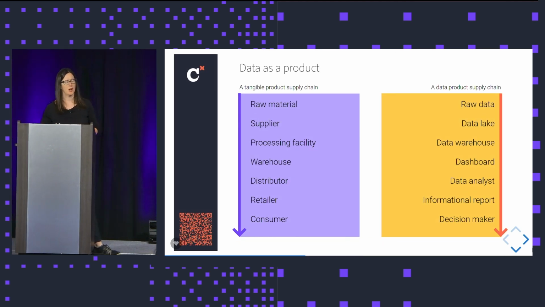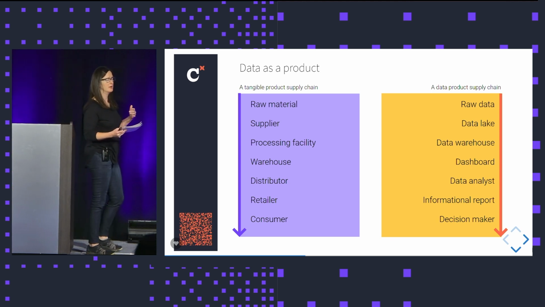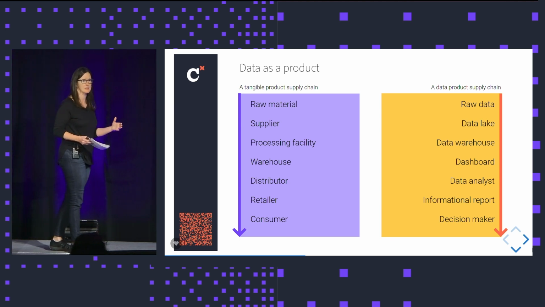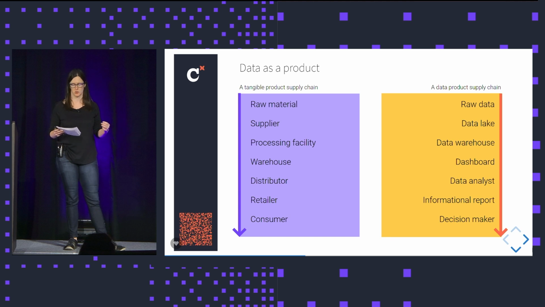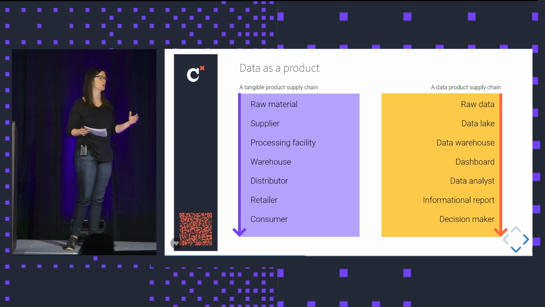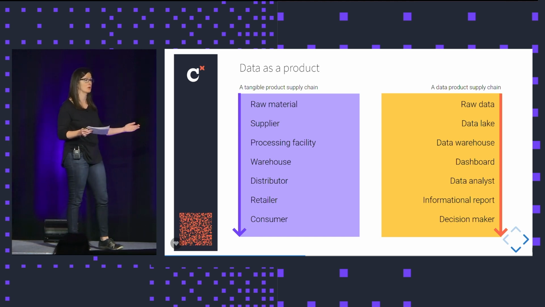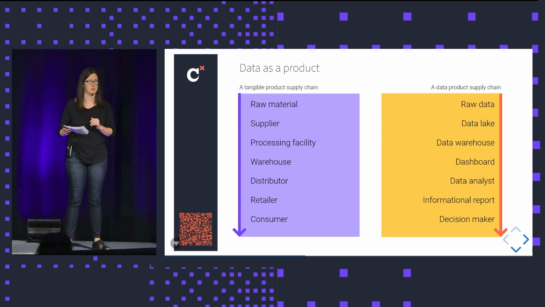Data is a product. It's long been an internal product for organizations, used in operations and business analysis, but increasingly it's also a product sold to external customers. And when we think about treating data as a product, we can draw analogies from how tangible goods make their way from raw materials to consumable products.